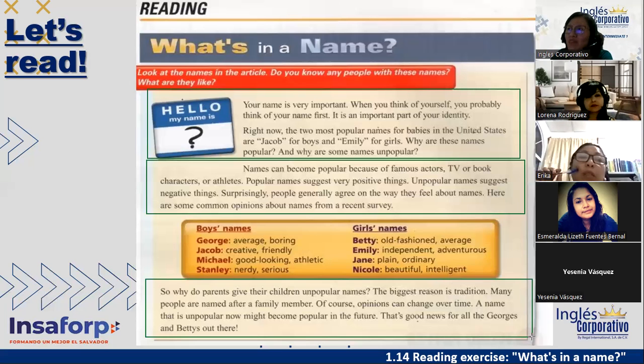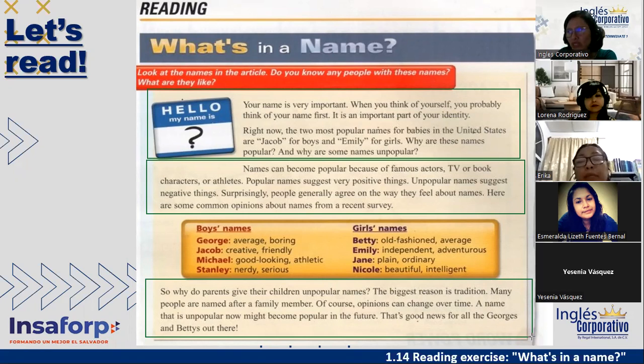Look at the names in the article. Do you know any people with these names? What are they like? La pregunta, what are they like? Es cómo son, de apariencia o describir cómo es la personalidad. What are they like? So, ahí hay una name tag. Eso que ven allí que dice, hello, my name is, eso se llama en inglés name tag, que son las que nos ponemos a veces en algún entrenamiento, ¿verdad? Etcétera. Entonces son name tags.